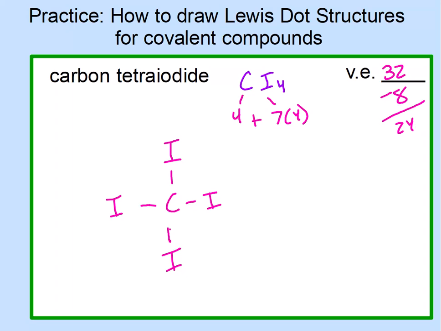Notice carbon already has 8 electrons, 2, 4, 6, 8, so carbon's good. Each iodine only has 2 though, so each iodine still needs 6. 6 times 4 is 24, so you can just add those 6 as lone pairs.